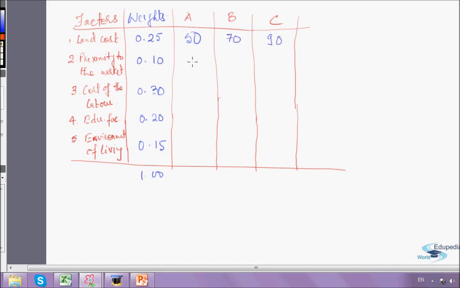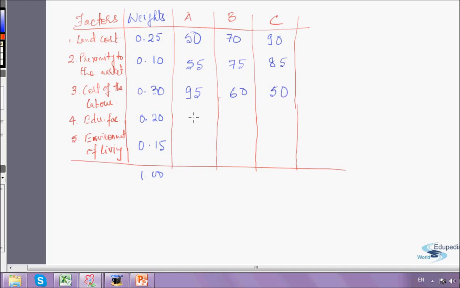Proximity to the market. Here let's say it's far away from the market, so again we'll give a score of say 55. And here, this being closer to the market, we'll have 75. This is even closer, so let's give it 85. Coming to the cost of the labor, labor is cheap here, so we will give a score of 95 here, whereas here it's somewhat okay, so we'll write it as 60, and here the labor is very costly, so we'll put it as 50.